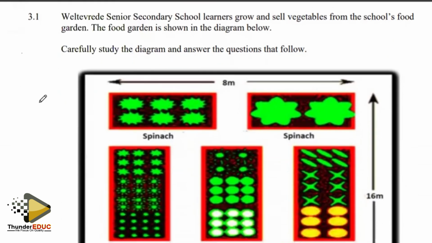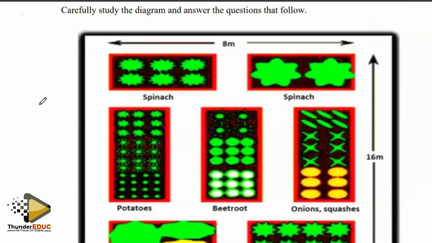Question number 3 says, Wedevel Senior Secondary School learners grow and sell vegetables from the school's food garden. The food garden is shown in the diagram below. Carefully study the diagram and answer the questions that follow. When you look at this, the short side becomes the breadth. Definitely, this has to become the length. Remember, they told us to study the diagram.